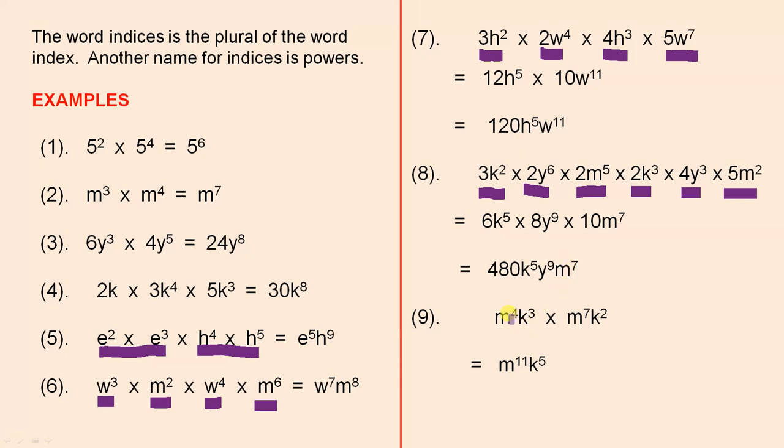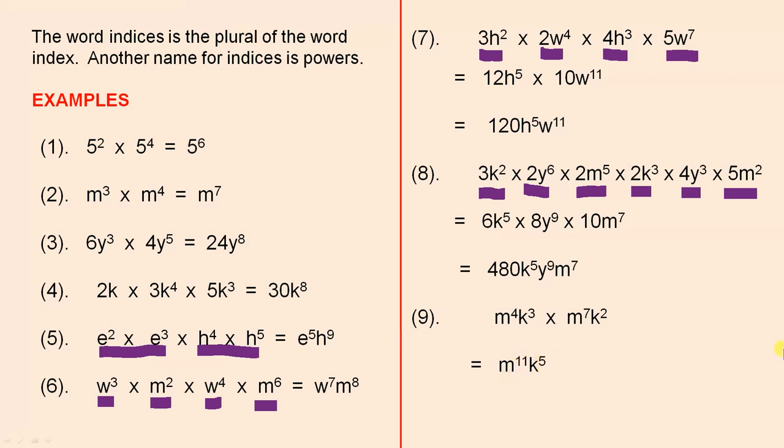And over here we have those two there. We haven't seen anything quite the same as this, but the principles are exactly the same. M to the 4th times m to the 7th is m to the 11th. K cubed times k squared is k to the 5th. Keep the bases the same and just add the indices.